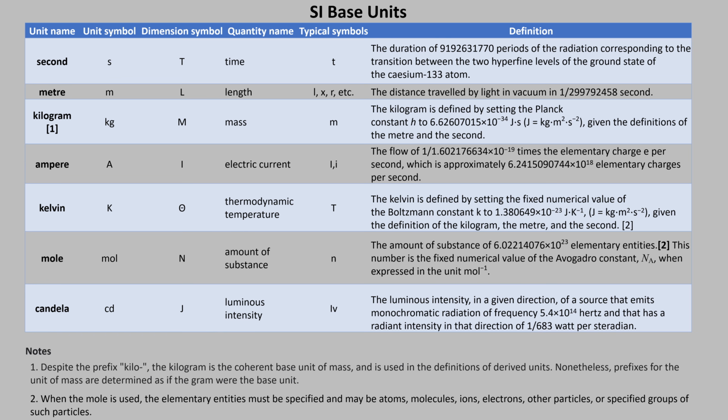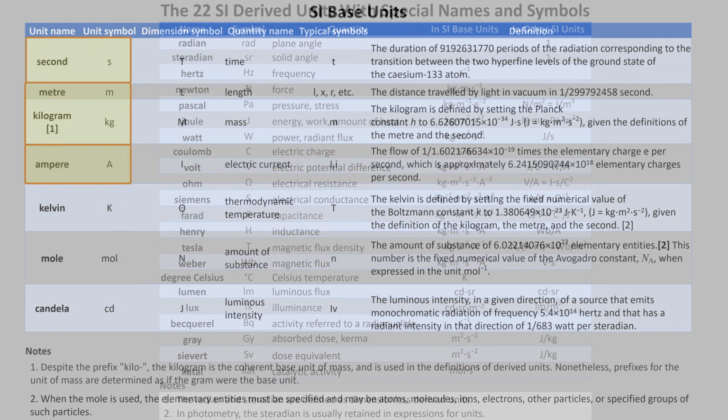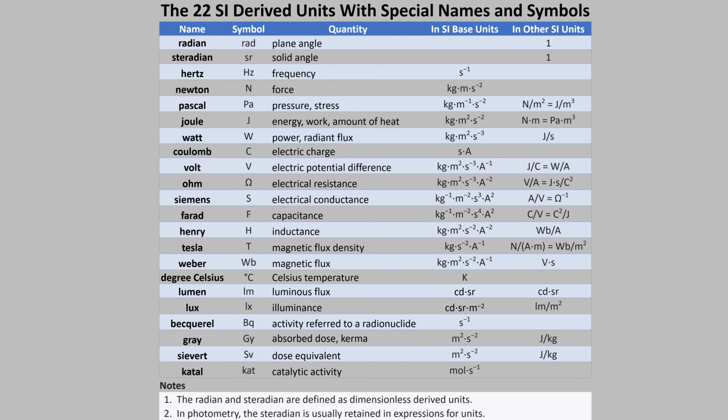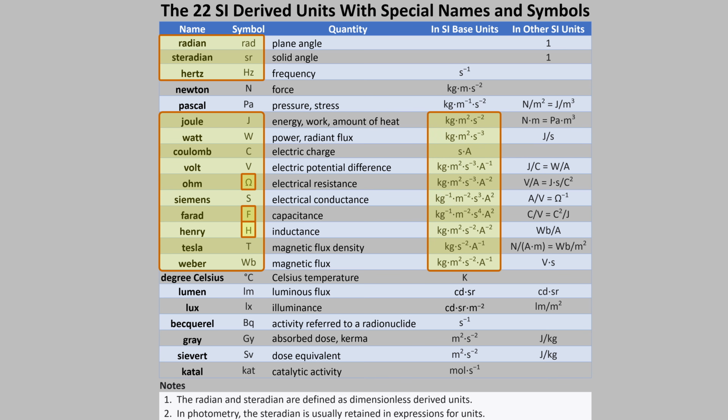Here is a list of the base SI units. The second and the ampere are the two foundations for electronics. The rest of the SI units for electronics are derived with these units, along with the meter and kilogram. Here's a complete list of the 22 derived SI units. Here are the ones primarily used for electronics. They are derived from these SI base units.